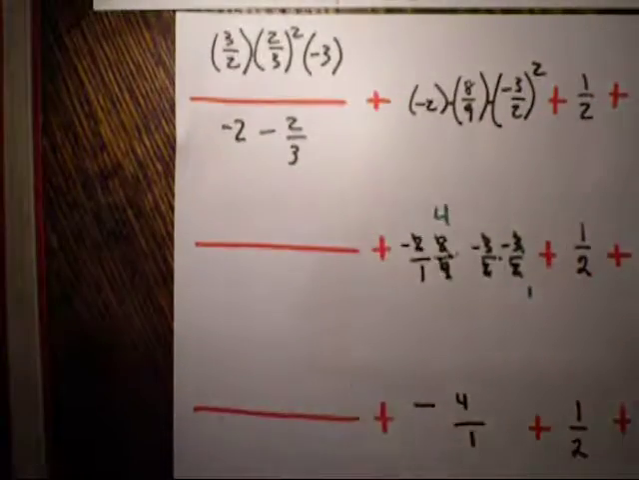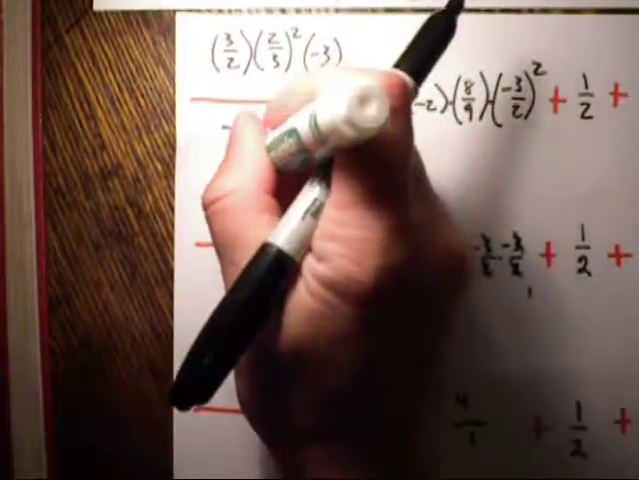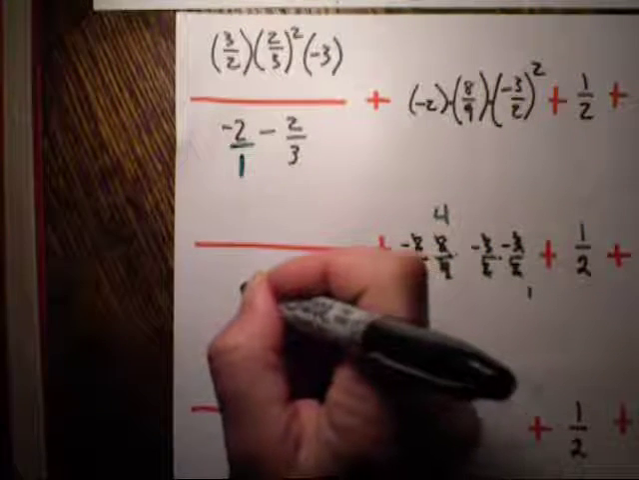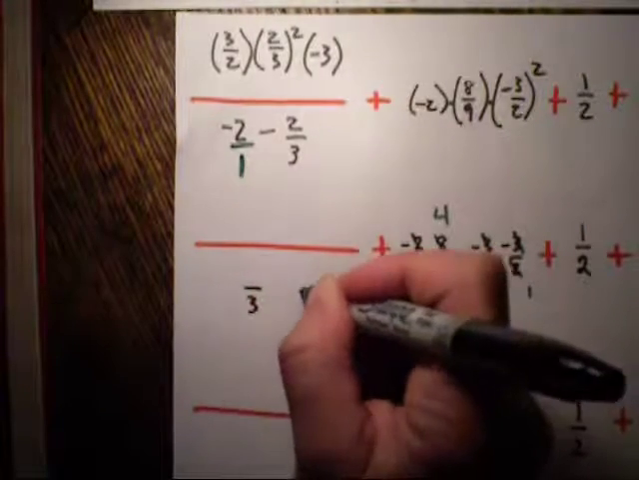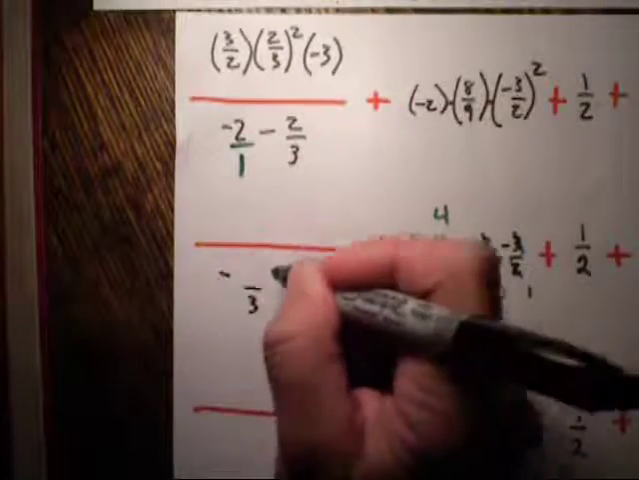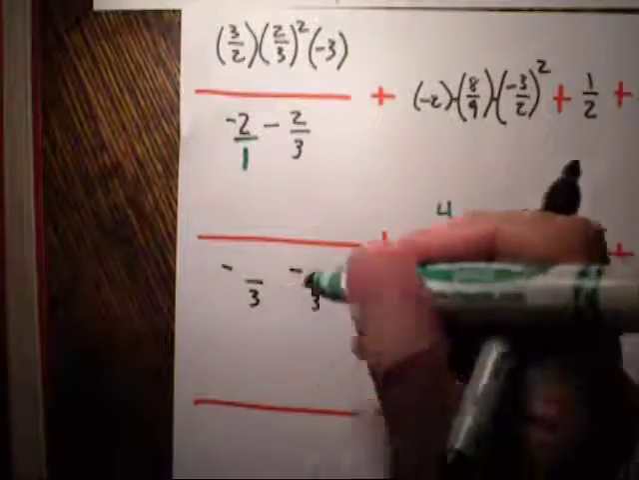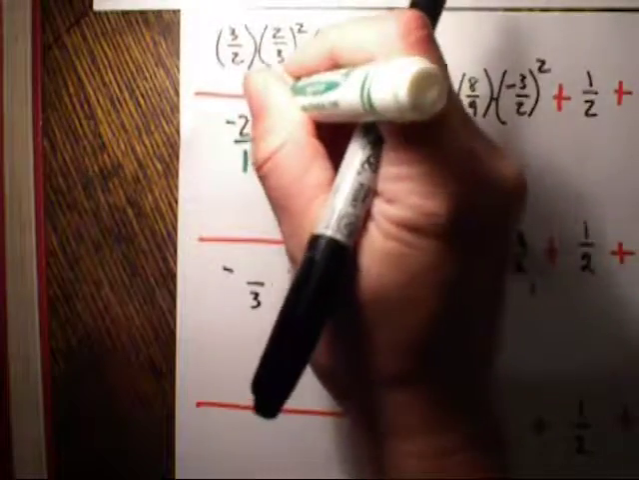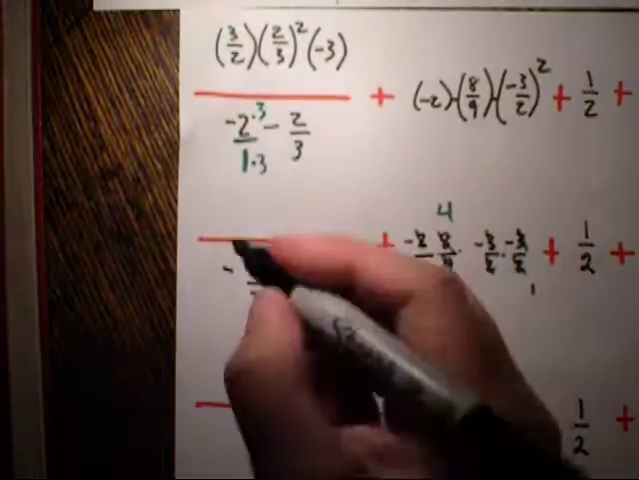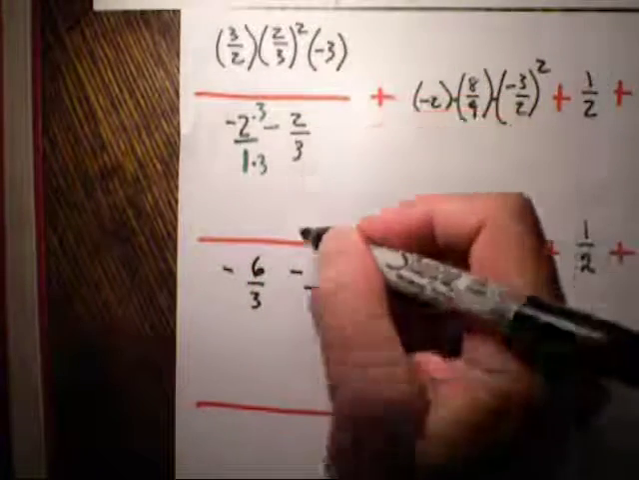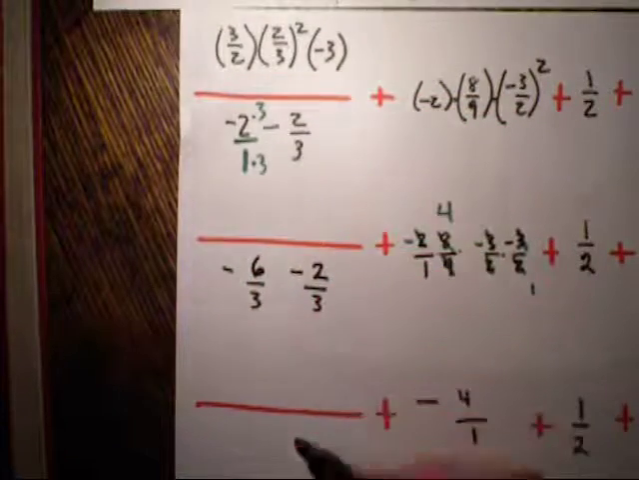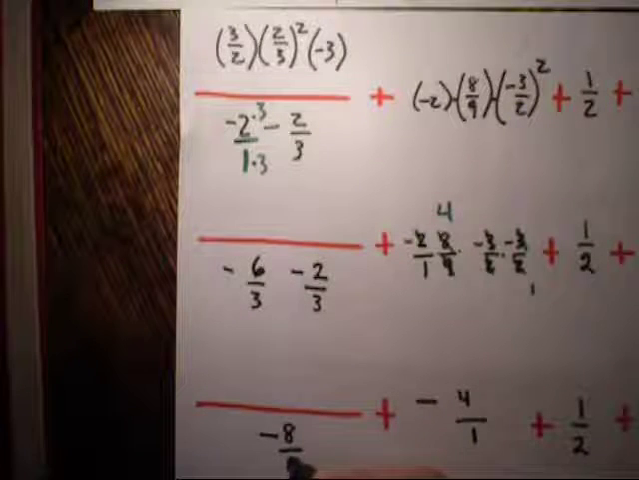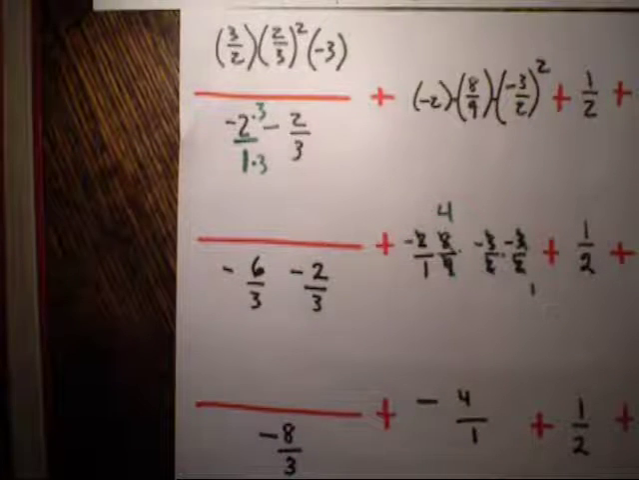Let's see, to add the bottom, let's do the bottom first. I need a common denominator. Put both of these numbers over 3. And of course they're both negative. This one needs to be multiplied by 3 on the bottom, so I multiply by 3 on the top, and I have negative 6. That one already is in thirds. To add fractions, you add across the top, and then the bottom is simplified.